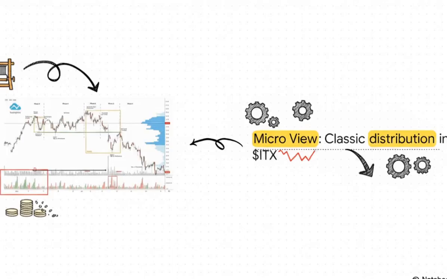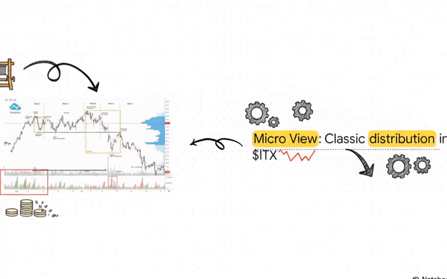Now let's zoom in for a micro view. We're looking at a 2-hour chart for the Spanish textile company Inditex. This right here is a textbook classic distribution structure. Notice how phase A kicks off with a buying climax. Look at that massive spike in volume on the bottom indicator. That huge burst of effort stops the previous uptrend right in its tracks.